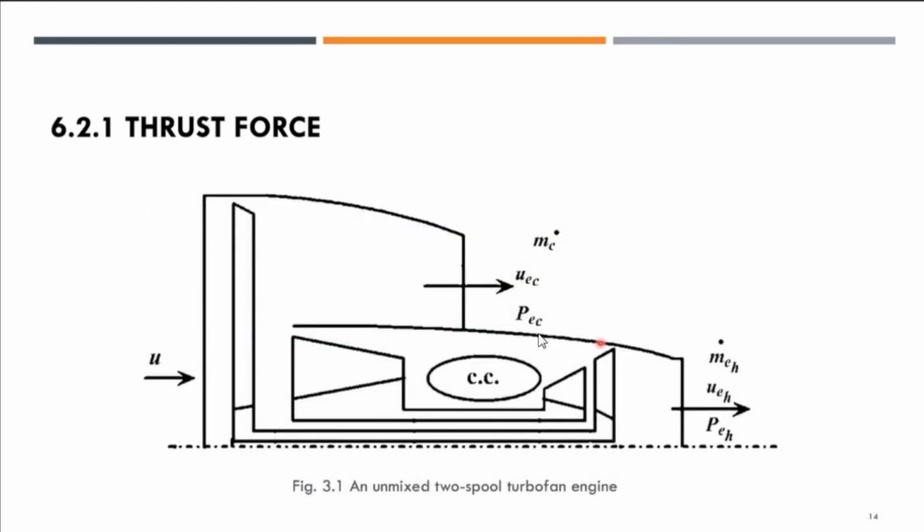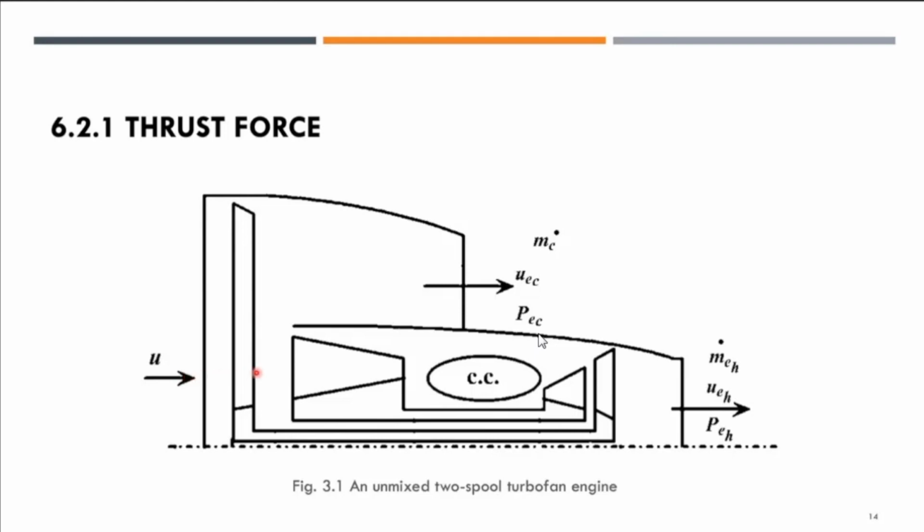This is just an example of a two-spool turbofan engine. We will look into a more detailed explanation when we come across the turbofan engine later on. So you have the incoming air. Bear in mind, this is just half of the engine, because it is similar on the other side if we cut it in half, so we consider only half of the engine. So this is the incoming air, U.